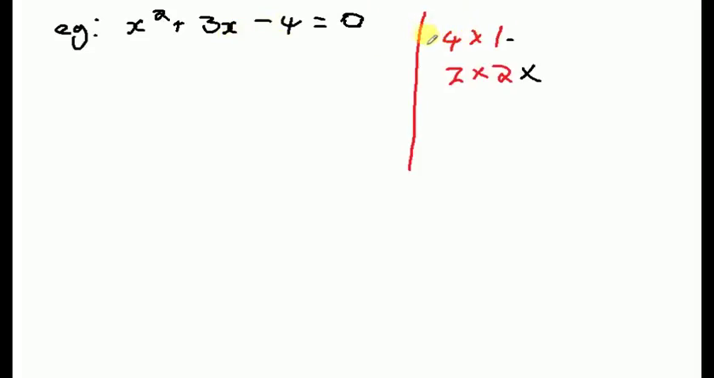But how is it going to give us 3? It can give us 3 if either 4 or 1 is negative. So if we go back to our equation, we check which one is negative and which one is positive. Then we find that if we say negative 4 plus 1, it will give us negative 3. So that means the one which is supposed to be negative is this one. So our equation passes.